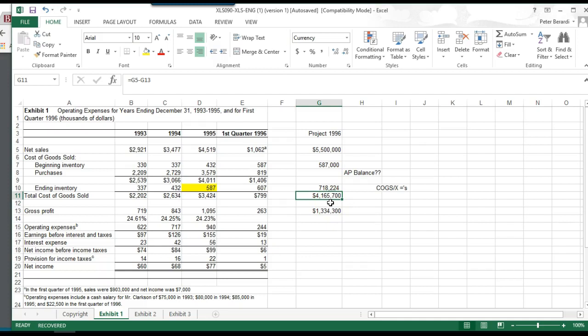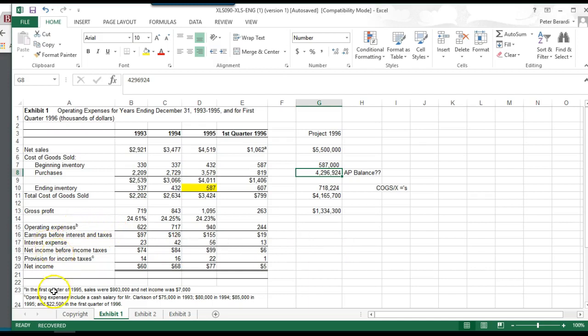4,165,700 plus 718,224 minus 587 will give us, let's see if I did that right. That'll give us 4,296,924. Much higher than these years. From here, you can do your average AP balance on your balance sheet.